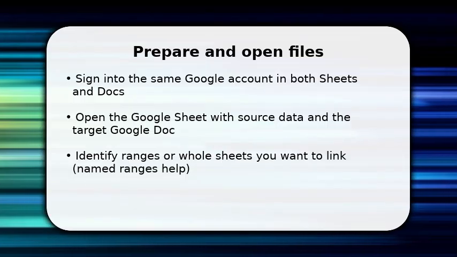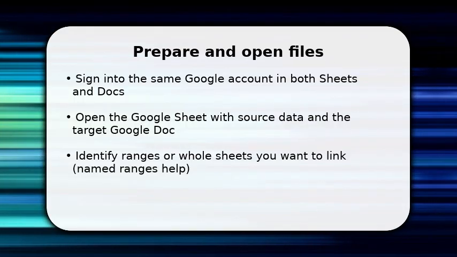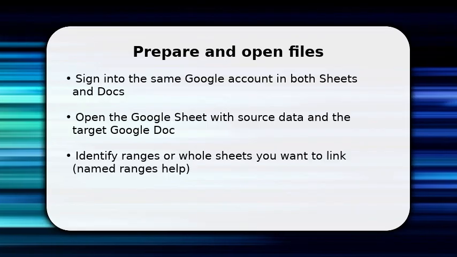You start by opening both files in the same Google account so linking can authenticate automatically. Once done, inspect the sheet. Pick a table, range, or create a named range to keep references stable. Make sure the doc is where you want the live content to appear.